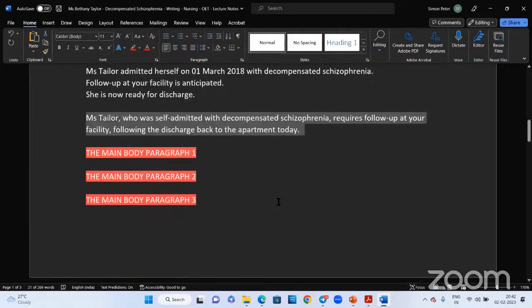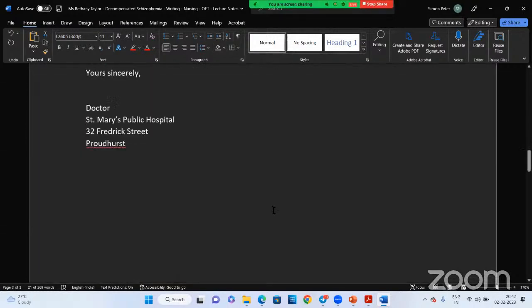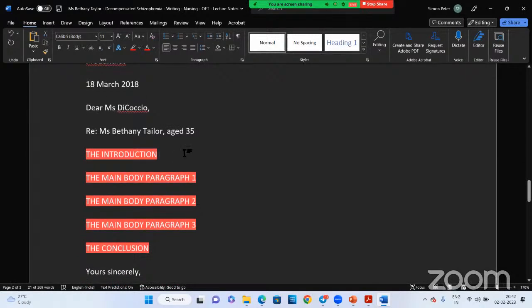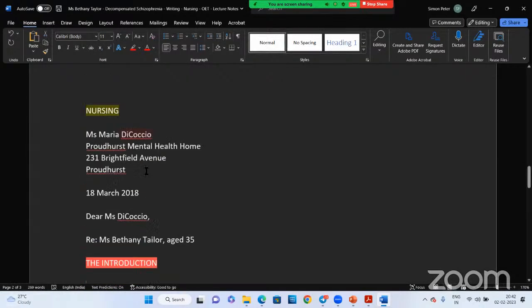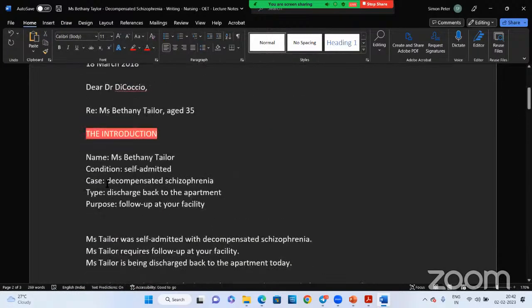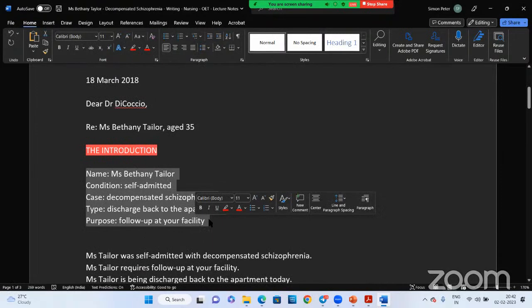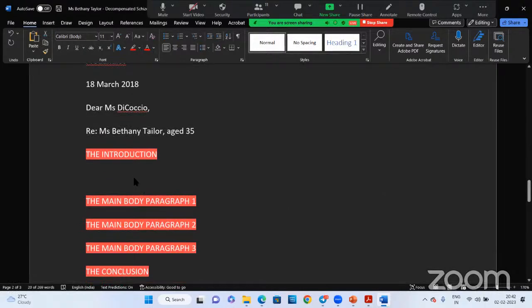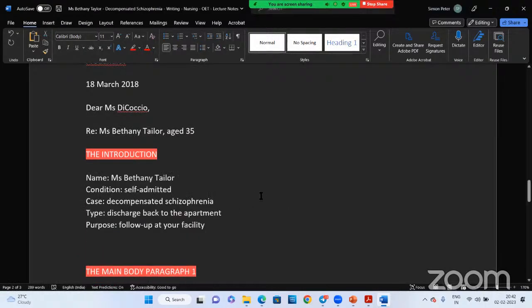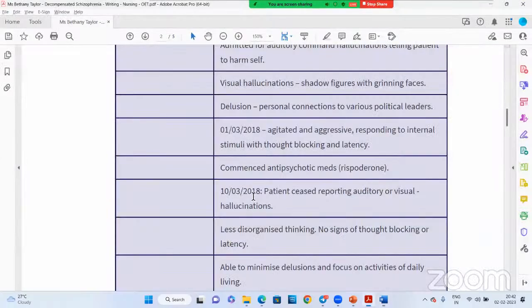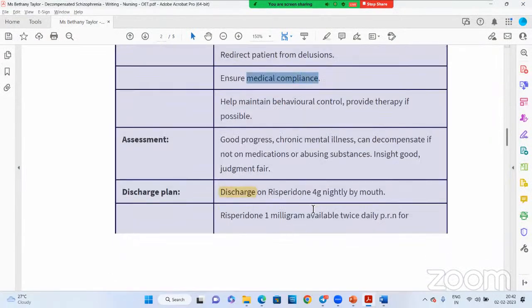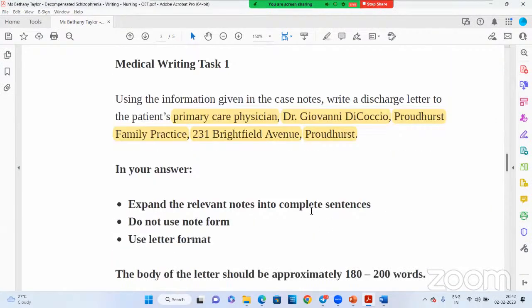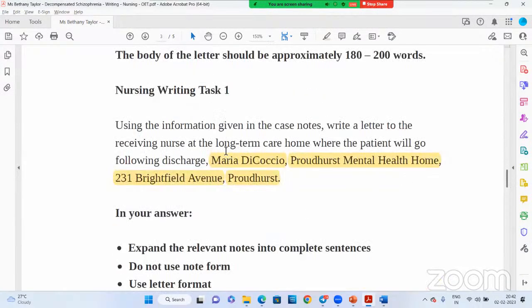Next one. So the nurses, you have the same information. Information is the same, but the presentation will be different. Now let us see. Nursing letter. So it is changed.